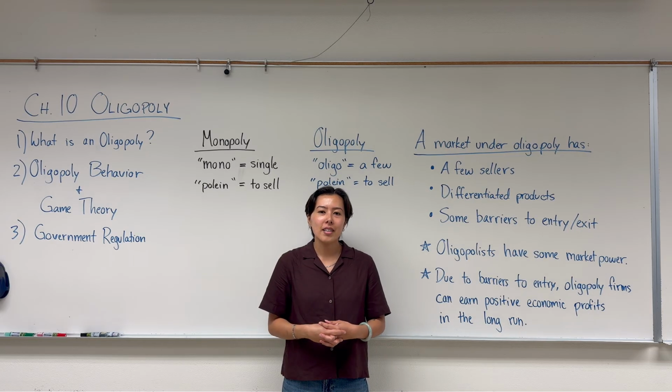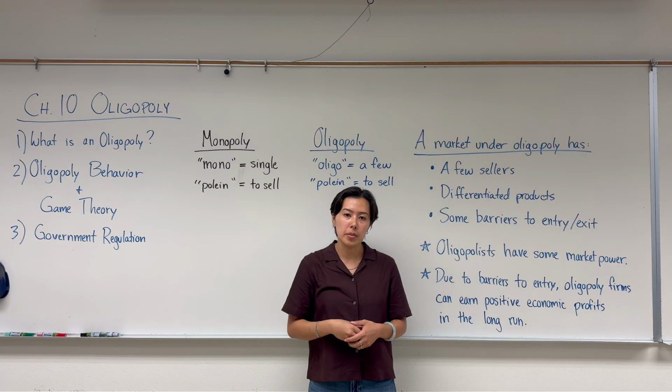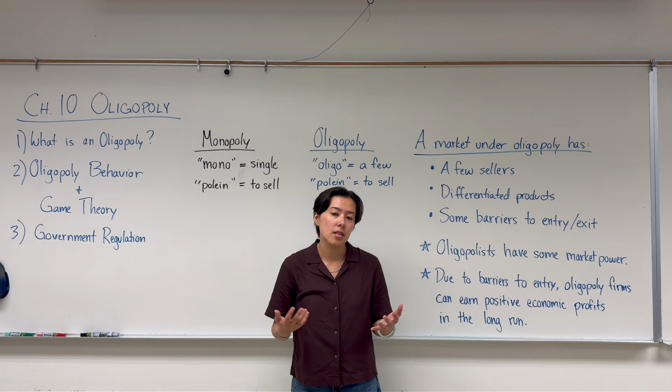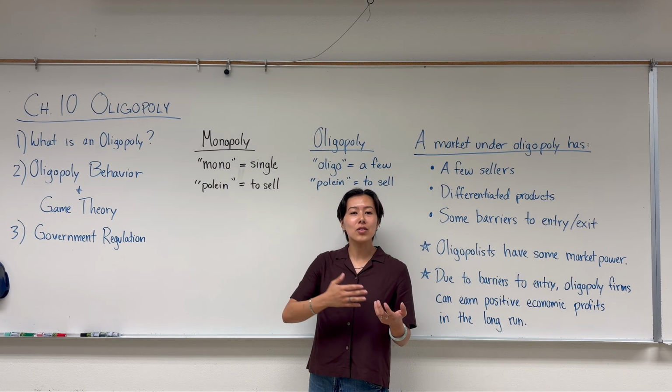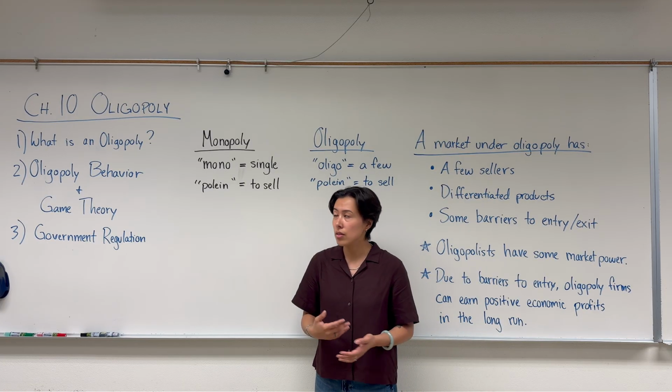Hi everyone, welcome back, and today we're going to be finishing up chapter 10 and we're going to be talking about oligopoly. So first we want to talk about what an oligopoly is. This is the last market structure that we're going to cover in this series that we've done looking at all these different types of market structures.